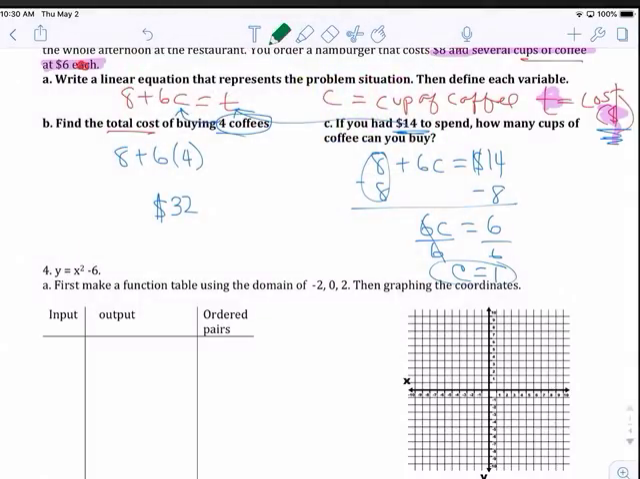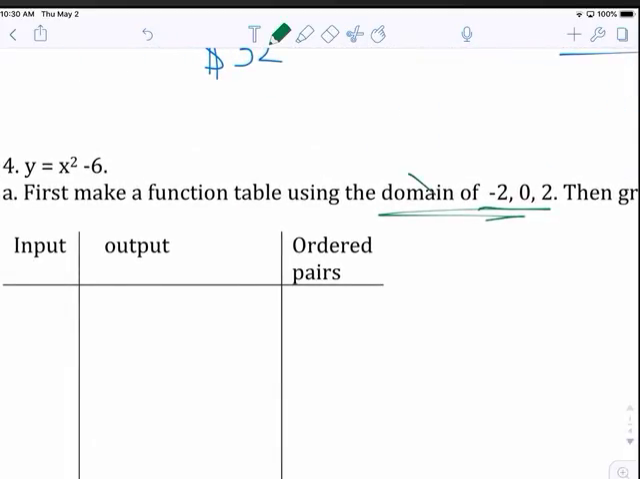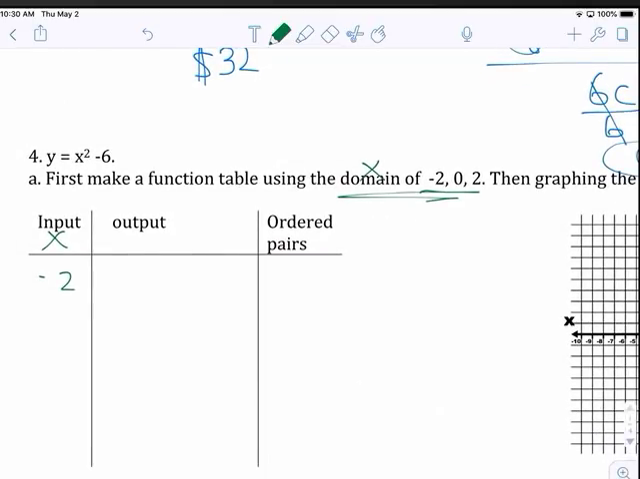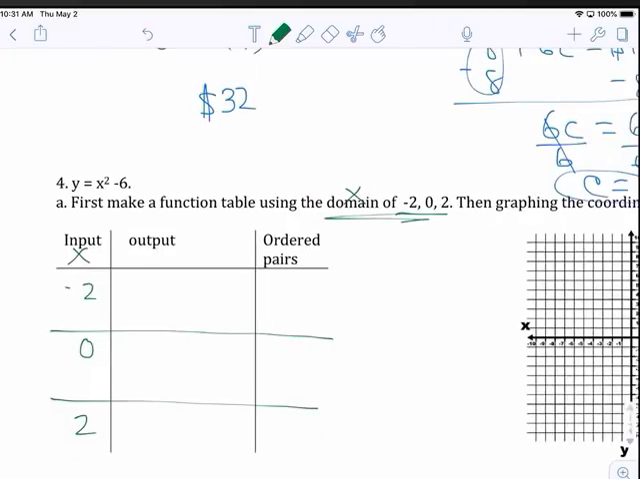Okay, first make a function table. This is called a function table right there. Using the domain. Domain is the x. Anytime you see the word domain, it's x. So you put -2 under x, 0, and 2. Give it a lot of room because you need to show work. Okay. So what's the problem here?